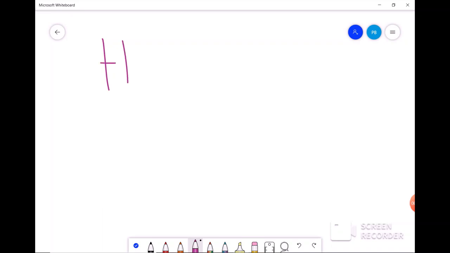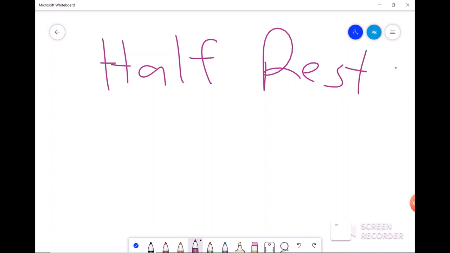Next, we'll learn about half rests. If you remember from the note lesson, a half note gets how many beats? If you said two, you're correct. Here's what a half rest looks like. A half rest looks like a little brick coming up from one of the lines of the staff. I like to say it looks like a hat.